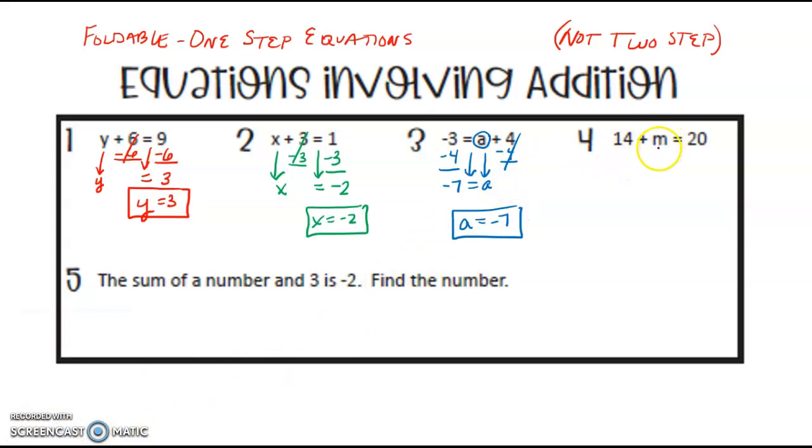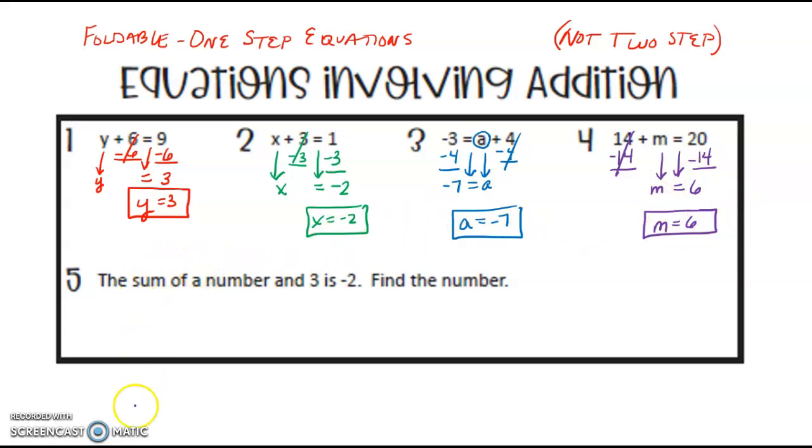Okay, and the last problem in this top group, I have 14 plus m is equal to 20. I need to get rid of the 14, so I'm going to do the opposite. So I'm going to subtract. My 14 goes away, my m remains, my equals remains. 20 minus 14 is 6, so m equals 6.